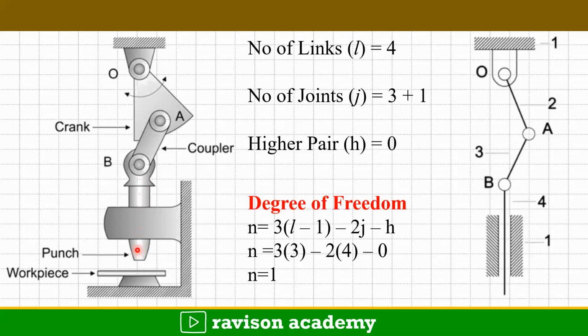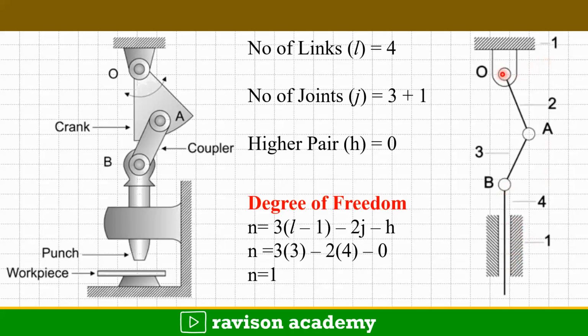The punch is the slider. So this is a coupler. Another name for this coupler is a connecting rod. So here we can draw the equivalent line diagram. The fixed link is 1. This is a joint O. This 2 is a link representing the crank, 3 is a link representing the connecting rod, and 4 is the link representing the punch.